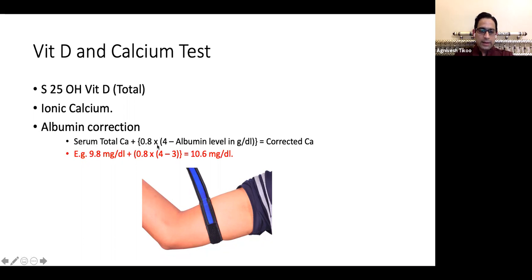And there's a formula that if you consider 4 as normal, so you add calcium plus 0.8 into 4 minus albumin level, that gives you the corrected calcium. For example, let's say a patient has a calcium value of 9.8 and you think that it's normal value, but the albumin is 3 grams. So now when you apply this formula, the corrected calcium comes to 10.6, which means the patient is having hypercalcemia.